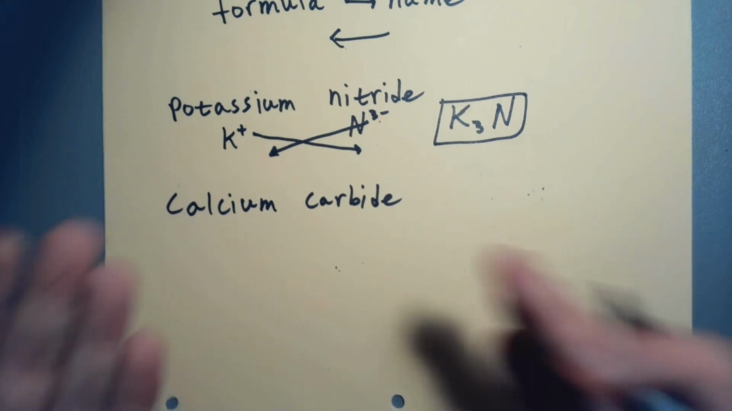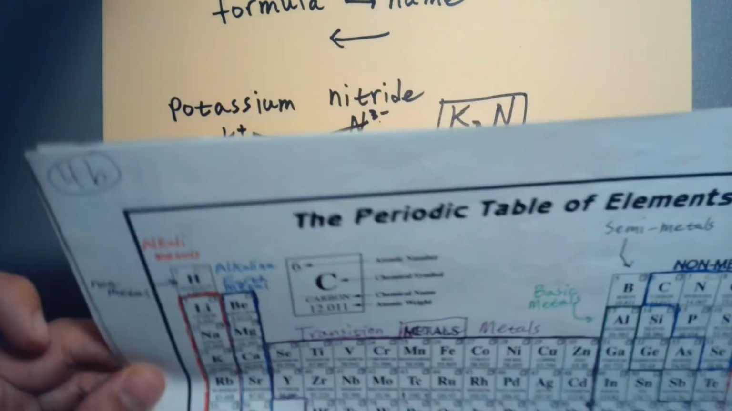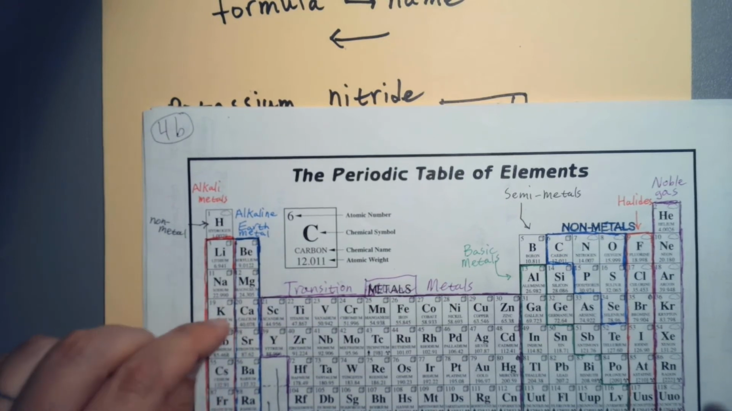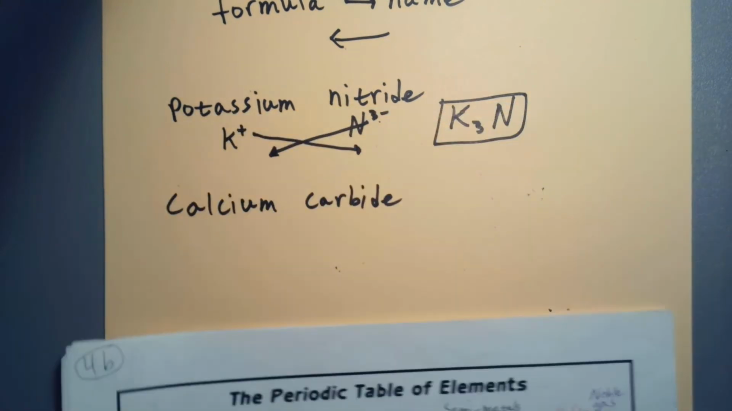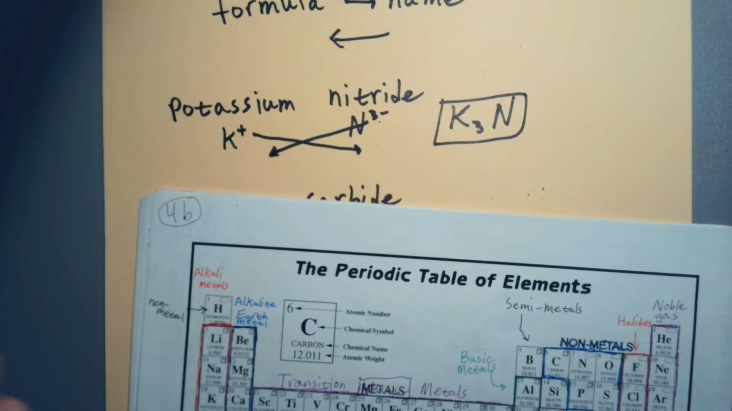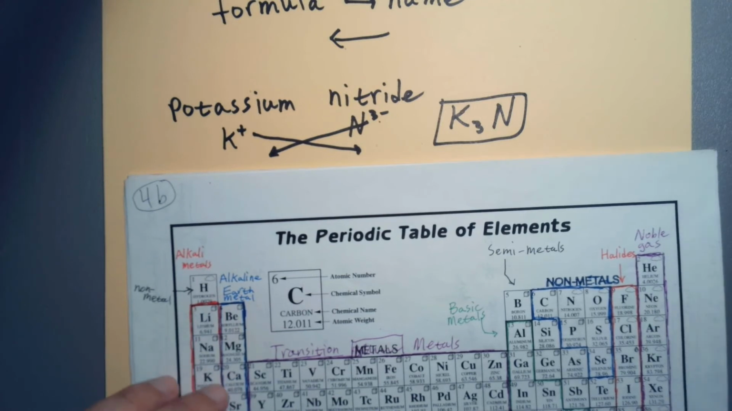Well, what's the calcium ion? I don't know. Let me look at my periodic table. It's calcium, so it's going to be a Ca. And it's going to have a charge, or else it's not an ion. It's going to have a positive charge. This is going to be the cation. How do you know it's the cation?